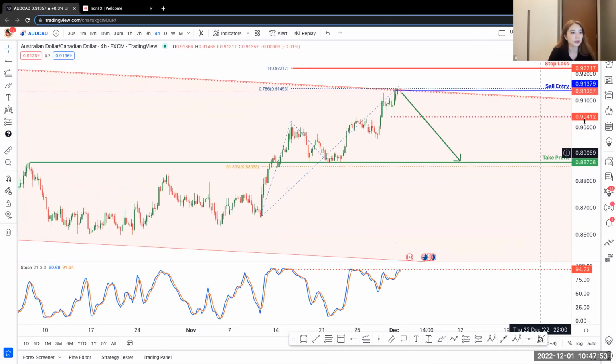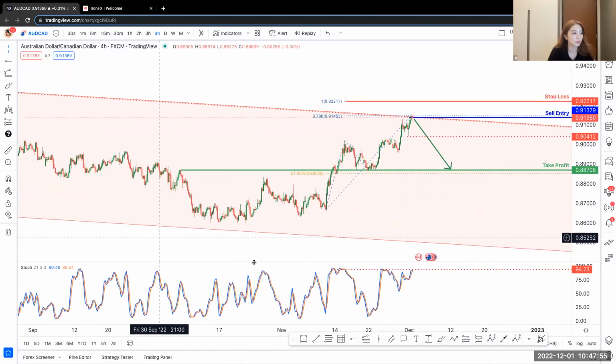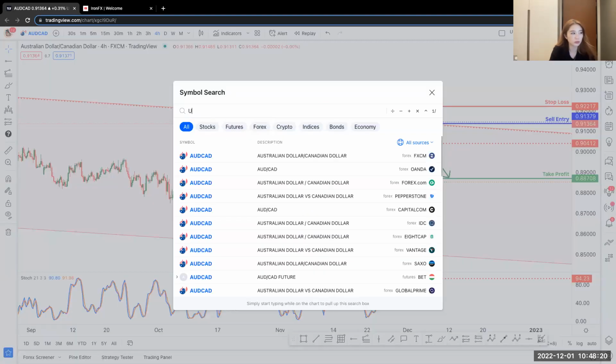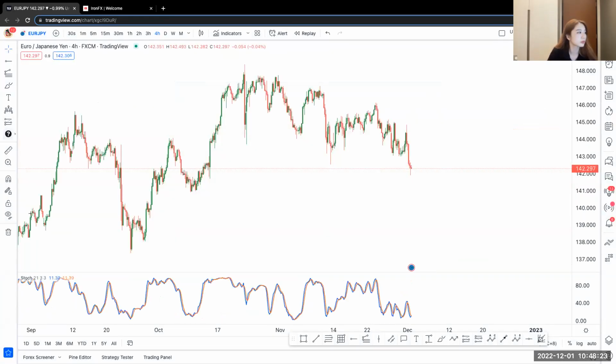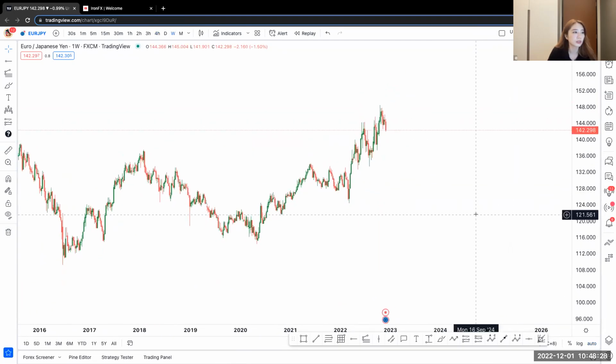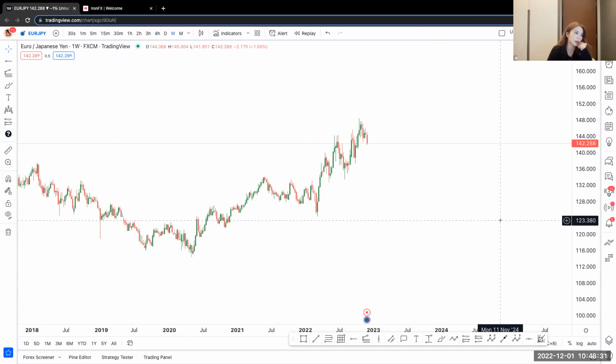Okay, do we have other pairs to take a look at if you guys want to? Or the 15 minutes one, do you all have any questions? Euro JPY. Okay, Euro JPY and pound dollar as well. Okay, let's take a look on Euro JPY on the weekly chart.